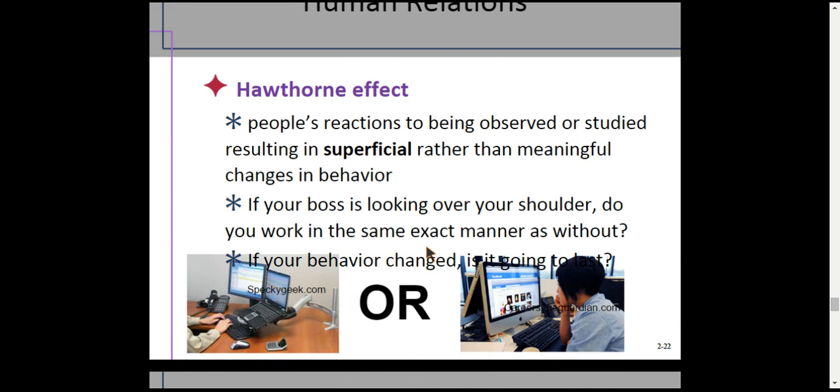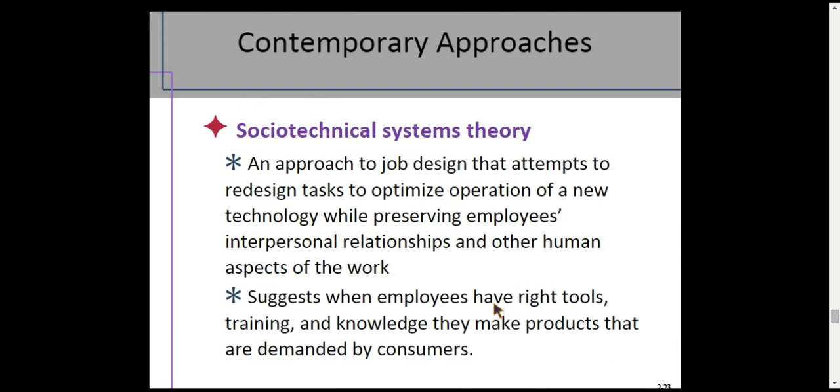The Hawthorne effect. So basically what this says is that if somebody is watching you, you're going to do a better job, right? So if your boss is looking over your shoulder, maybe it'll be more like this picture on the left. If your boss is not looking over your shoulder, maybe you'll be looking on Facebook or Instagram or ESPN or whatever your guilty pleasure is, to spend time in the day.